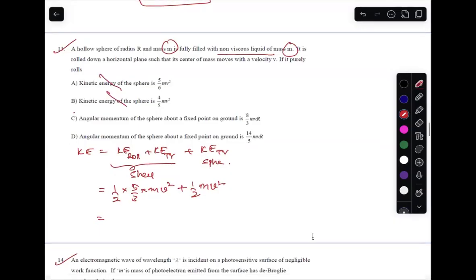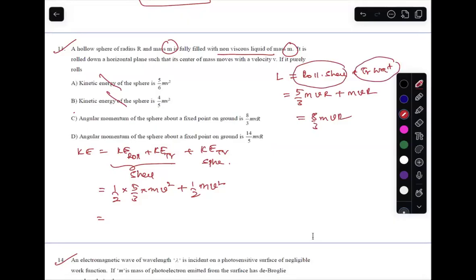The angular momentum we will take. Angular momentum is angular momentum of the rolling shell plus translating water. Rolling shell, same 5 by 3 MVR, plus translational of water MVR. This will become 8 by 3 MVR. This you need to identify. This is separate, that is separate. Okay, easy question. Fortunately, non-viscous. Right.